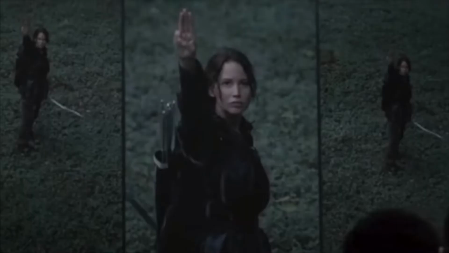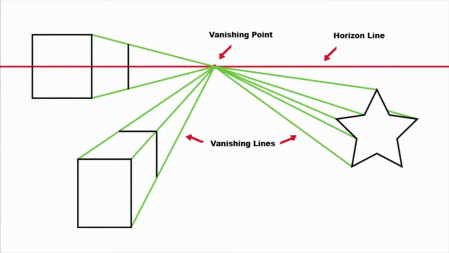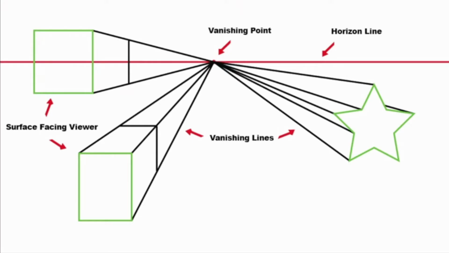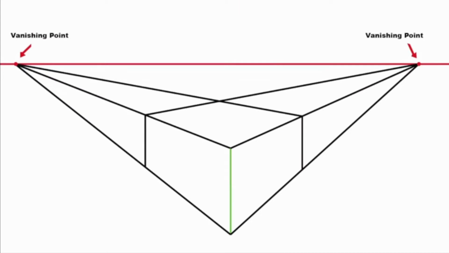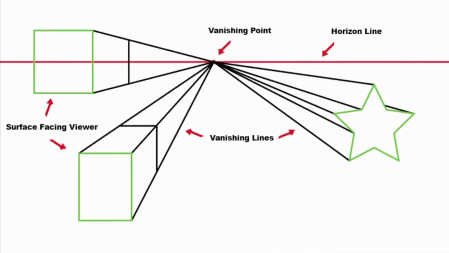Rule number three, all vanishing lines, in other words, all edges leading away from the viewer, should go to the vanishing point. Rule number four, every object you draw must have a surface that is facing you directly. There's no way around this when you're drawing in only one-point perspective. You need two-point perspective to draw objects or surfaces at an angle. There always needs to be a surface facing the viewer for objects drawn in one-point perspective.